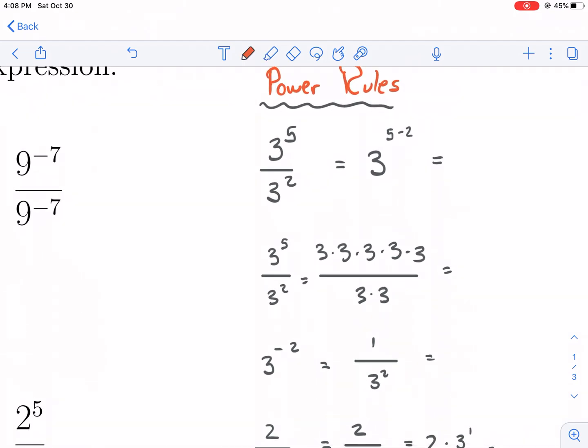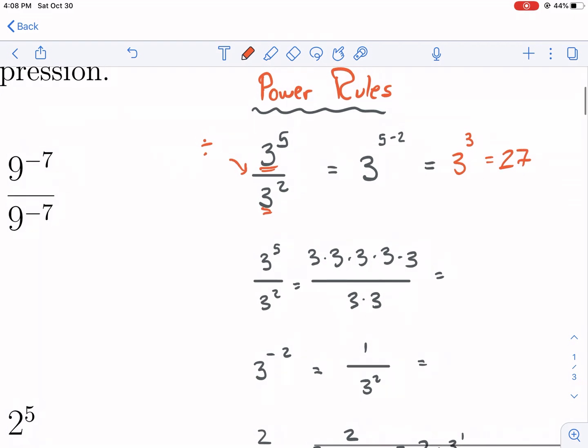So the first thing is, we have exponents here in this fraction, and one of the rules is, if we're dividing powers, and it's the same base, here it's 3, here it's 3, we can subtract the exponents. So really it becomes 3 to the 5 minus 2 power, which is going to be 3 to the third power, or 27.